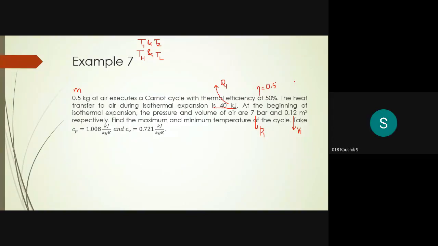Then we use PV equal to MRT, sir. We can use PV equal to MRT, and that will give you one temperature. What is that temperature, source temperature or sink temperature? Source. Very good. So that is the source temperature. So you have to use the ideal gas equation of state, P1 V1 equal to MRT1. The value of the pressure is given to you, the value of volume is given to you, the value of mass is given to you, and this is air.